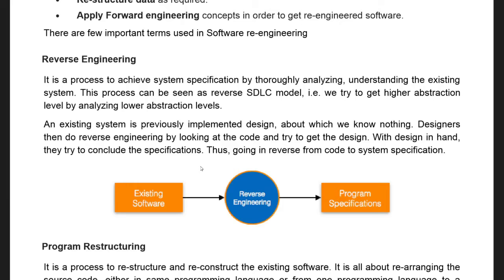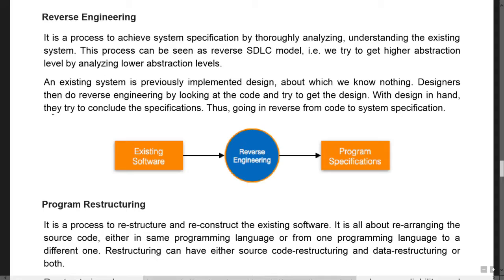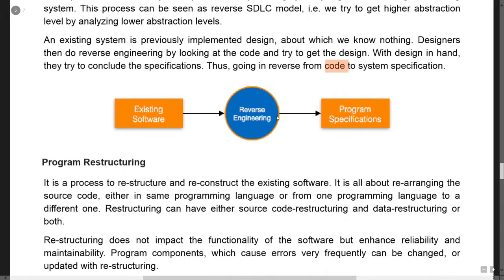So with the design in hand they try to conclude the specifications, thus going in reverse from code to system specification. The image described over your reverse engineering process, like what the program specification is required and what the existing system is currently running. So the given image is showing the process of a particular system programming.